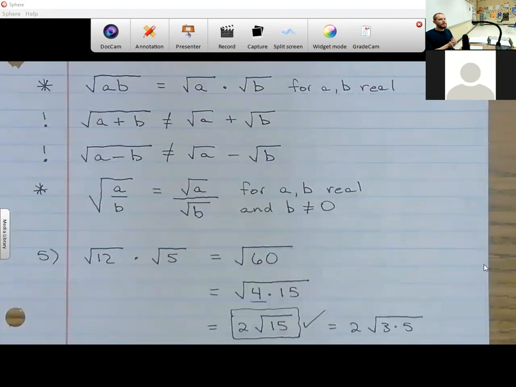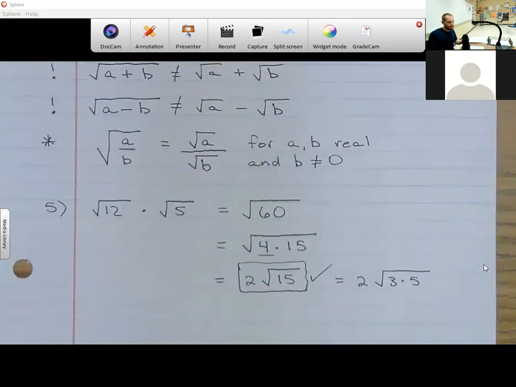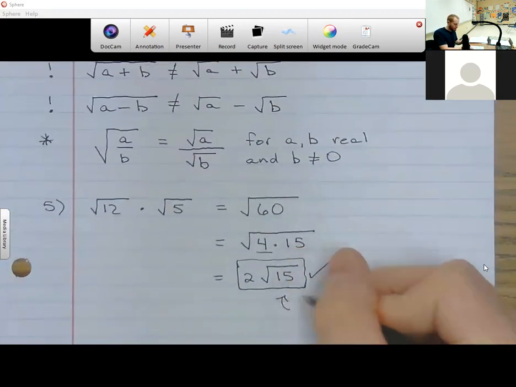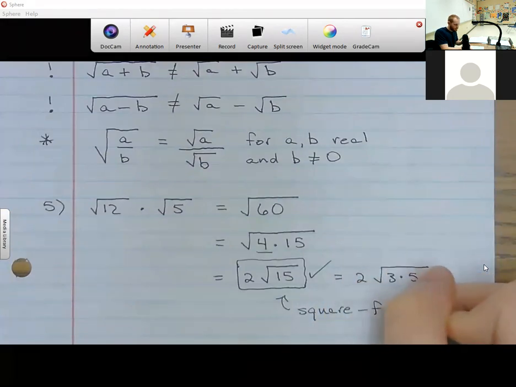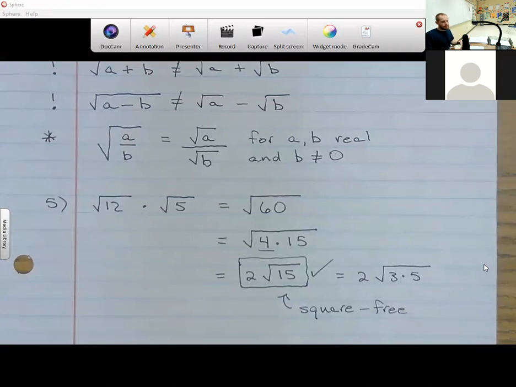We're taking out as many squares as possible, right? So I've got to leave the 15 under the radical. And I know it seems wrong, but 15 is what you call square free. 15 is square free. It doesn't contain any squares. So any square free numbers, you got to leave under the radical, right? So that's multiplying. Let's do dividing now.